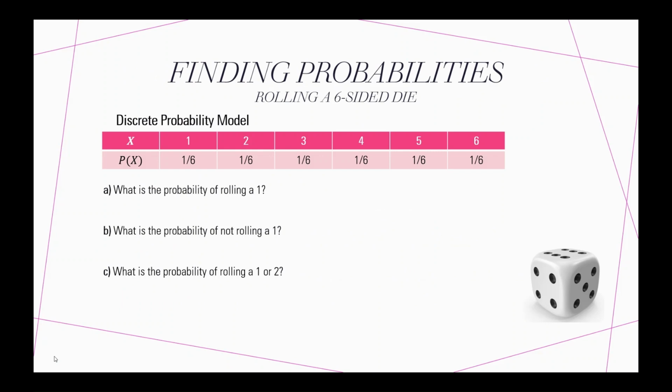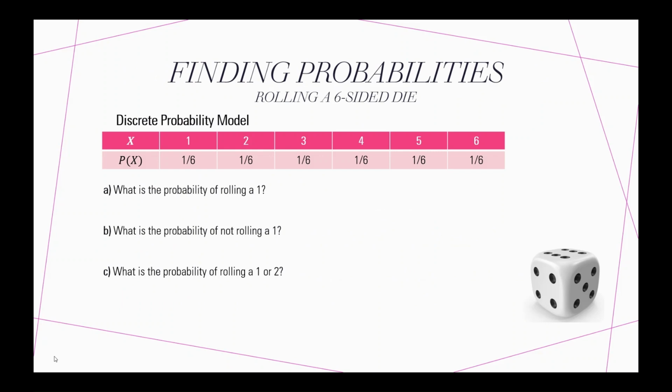Here we go. Okay. So it says finding probabilities. So we're just going to practice finding a few of these. We're actually going to come back to these discrete probability models later, but I want us to finish talking about these discrete models for a moment, and then we'll switch to continuous.